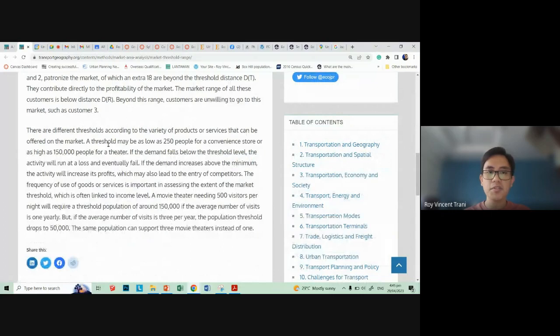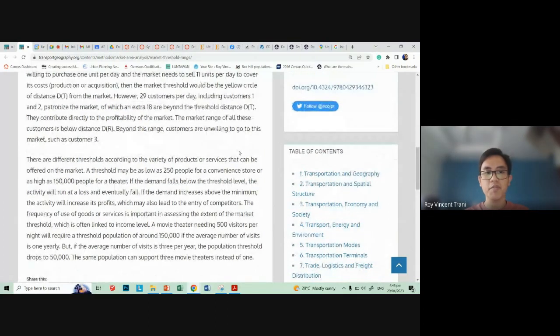So there are different thresholds according to the variety of products or services that can be offered in a market. A threshold may be as low as 250 people for a convenience store, or as high as 150,000 people for a theater. If the demand falls below the threshold level, the activity will run at a loss and eventually fail. You saw this in COVID, where nobody went out and a lot of businesses failed. If the demand increases above the minimum, the activity will increase its profits, which may also lead to the entry of competitors. The frequency of use of goods and services is important in assessing the extent of the market threshold, which is often linked to income level.